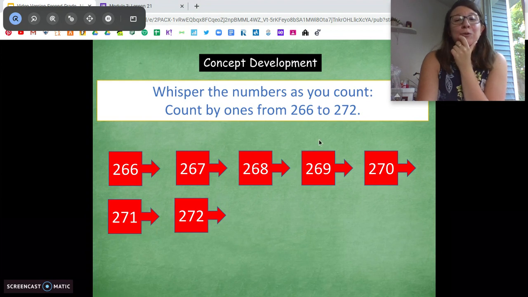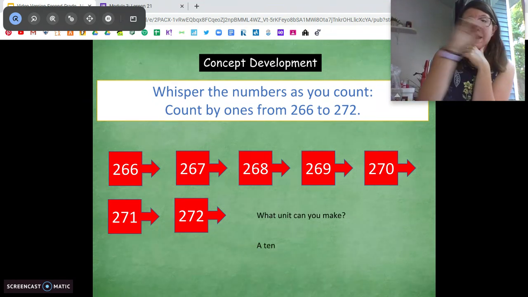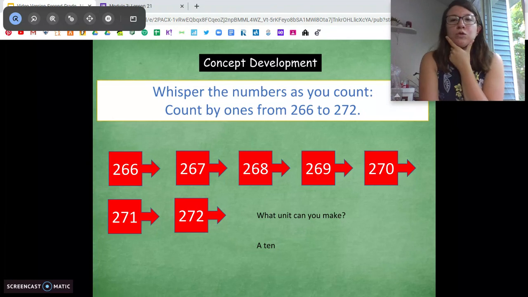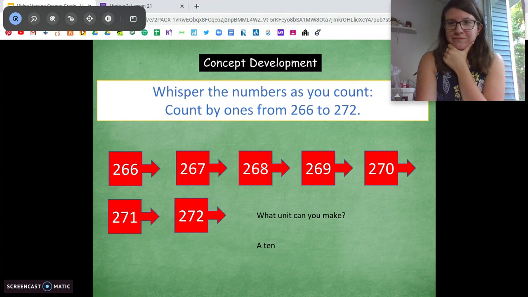Very good. When you got to 269 and then went up to 270, you should have had 10 ones in your ones place. You could have regrouped them and made a new 10 and then kept counting from there. So do that now if you haven't already. Switch over those 10 ones into a 10. So you should have on your board 2 hundreds, 7 tens, 2 ones, because we switched them over and made a new unit. Awesome job.